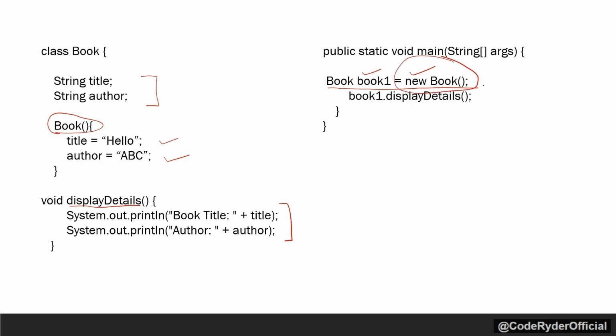a new object. And as soon as a new object is created, the constructor is automatically invoked. When this constructor is invoked, it will initialize the value of title as hello and author as ABC. And then we are calling the displayDetails method using the object, book1.displayDetails, and this method should print book title hello because the title value is hello, and author ABC. Let's see what the output of this is. You can see that the output is book title hello and author is ABC.